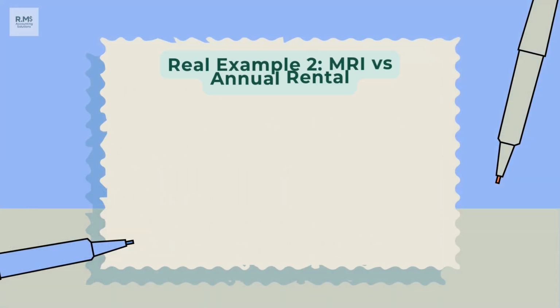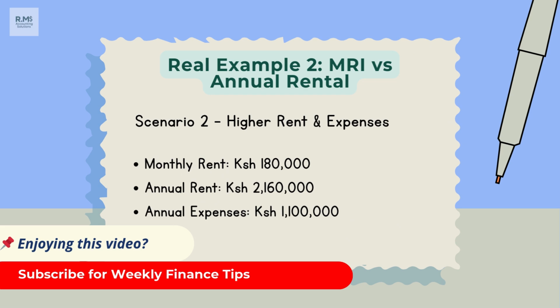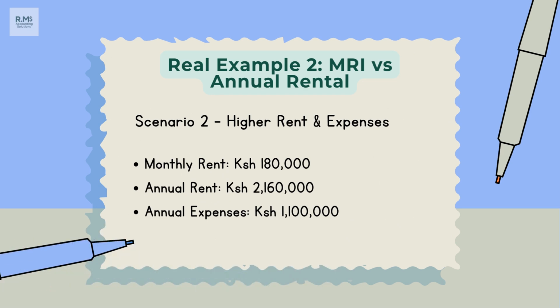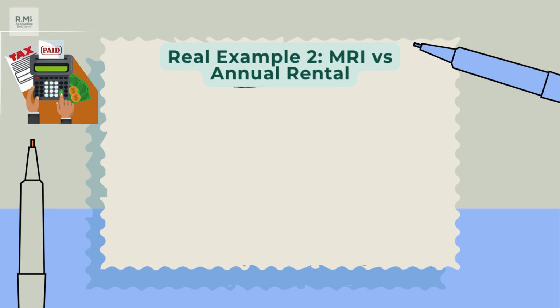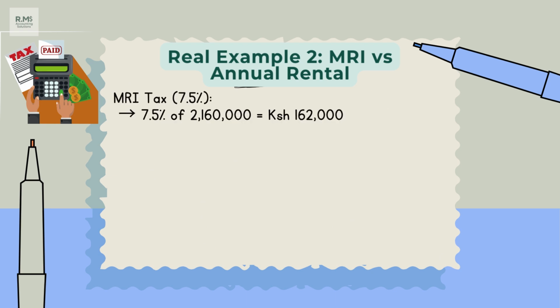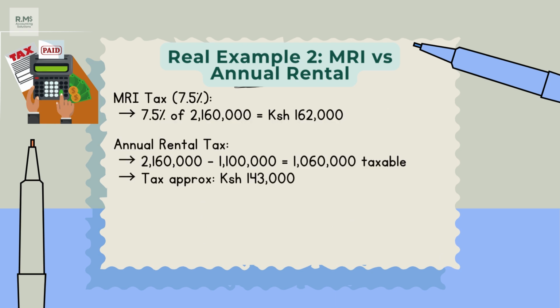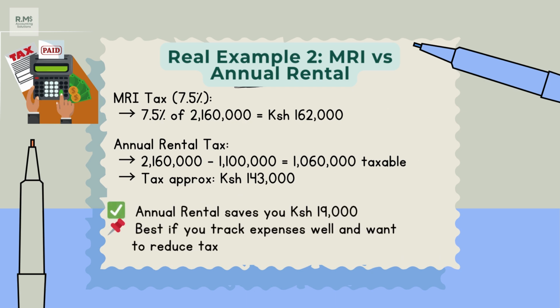Now let's go higher. Assuming the monthly rent is 180,000 shillings, that leads to 2,160,000 shillings per year. If expenses total 1.1 million shillings, your MRI tax is 162,000 shillings. But under the annual method, your taxable income drops to 1,060,000 shillings and tax comes to about 143,000 shillings. This time, the annual method saves you money. So for bigger rentals with high costs, it might be worth switching.